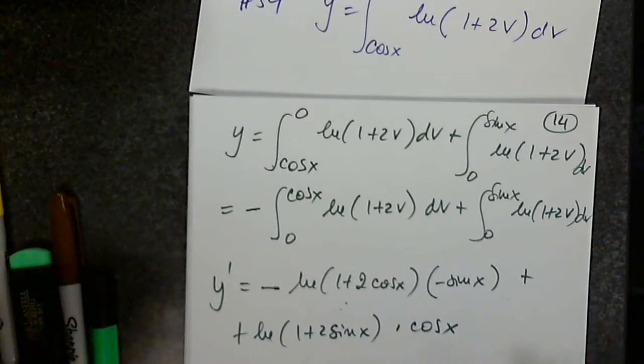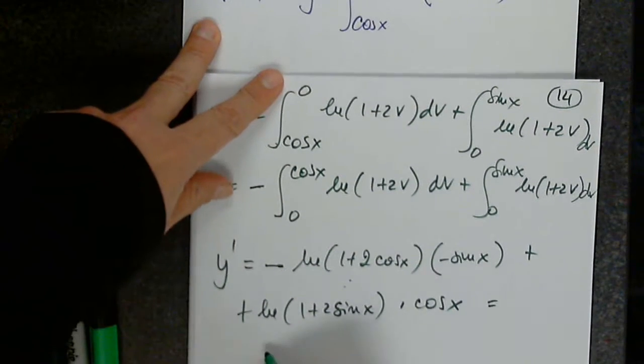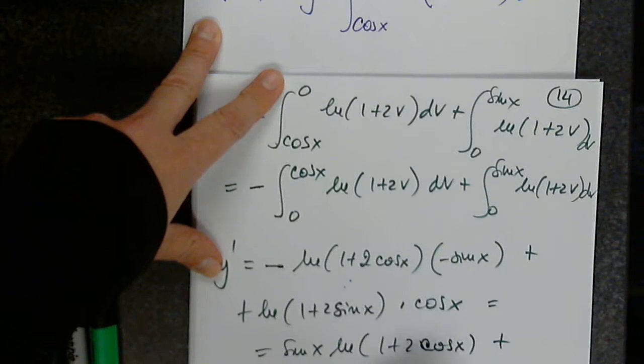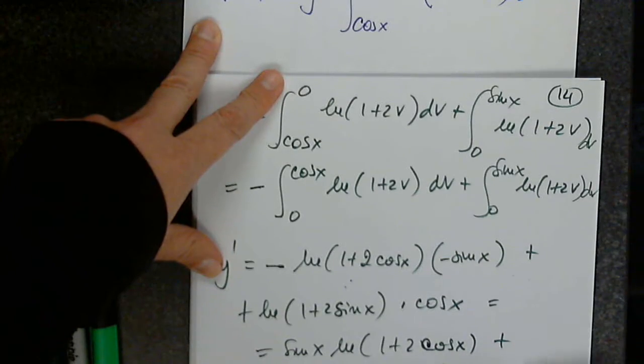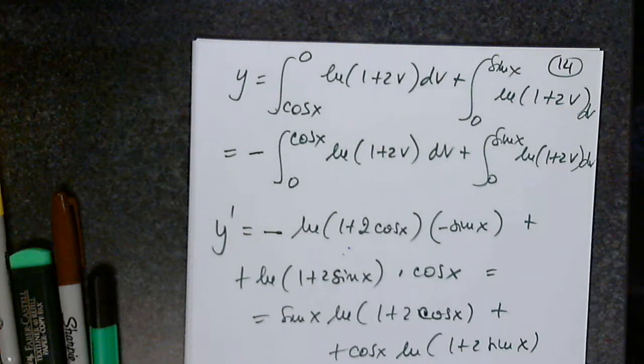Perfect. I just have to rearrange it a little bit by multiplying here, and I will write the final answer: sine x natural log of 1 plus 2 cosine x plus cosine x times natural log of 1 plus 2 sine x. So what we have to remember is that functions can be given in the form of an integral, and it's still a function. So I have a couple of applications on this.